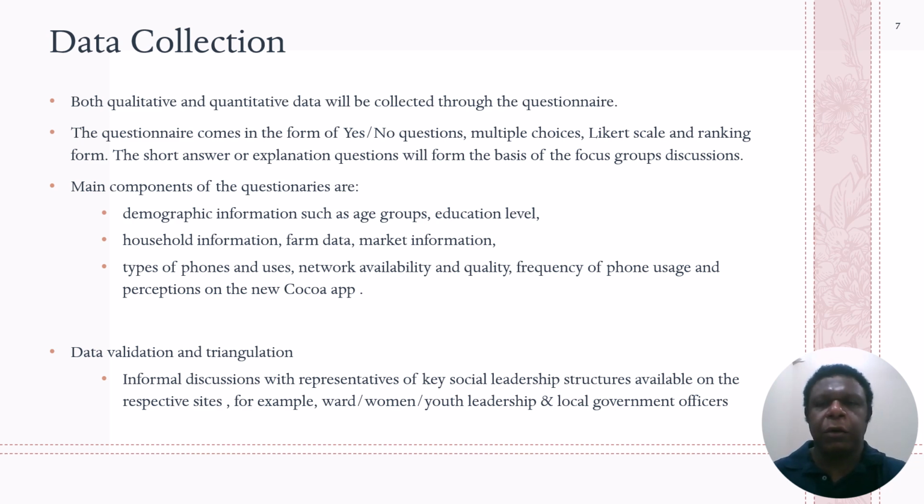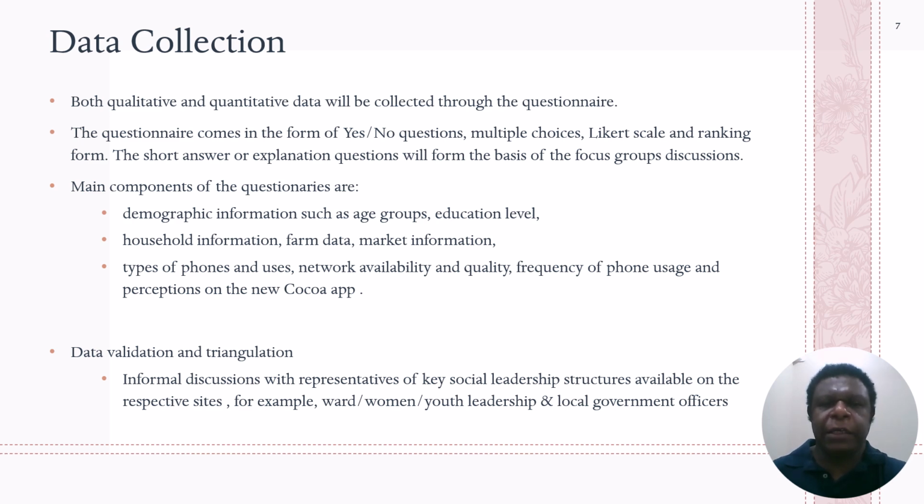Parameters of interest will include demographics such as age groups, marital status, education levels, household information, farm data, market information, types of phones and uses, network reliability and quality, frequency of phone usage, perceptions of the new Coco app, and other information collected from the villages.